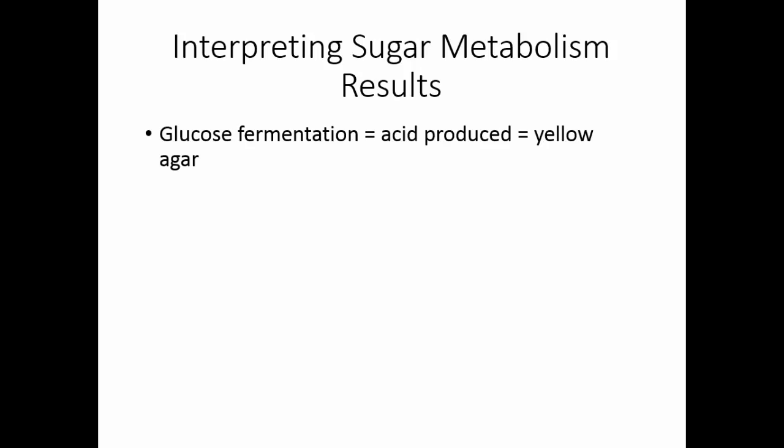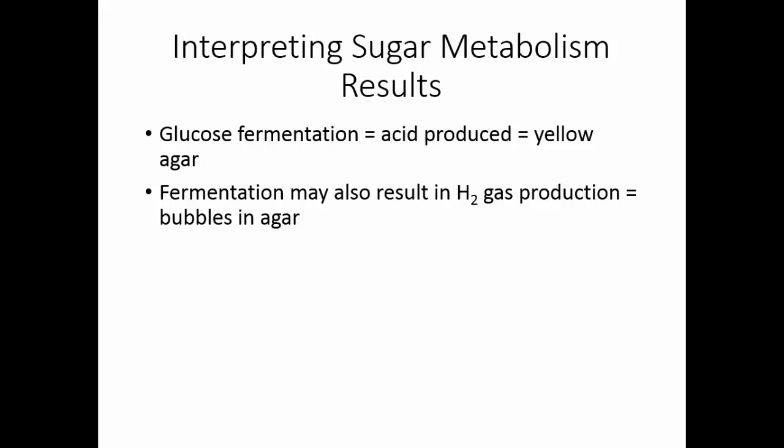Glucose fermentation equals acid produced. That's going to give you yellow agar. When you're reporting this, you will use a capital A. Fermentation may also result in hydrogen gas being produced. If that happens, you'll see bubbles in the agar, or the agar will be pushed up from the bottom of the tube.